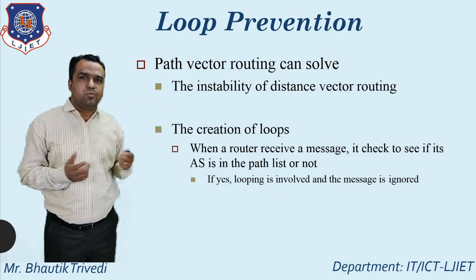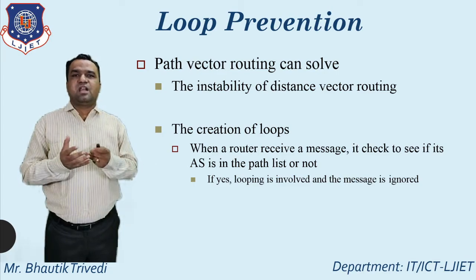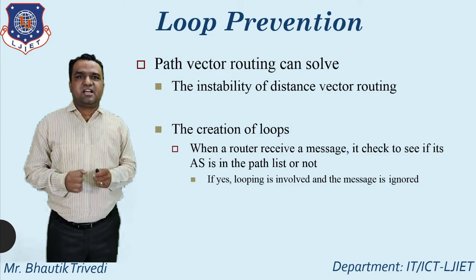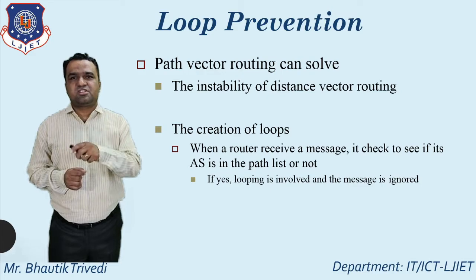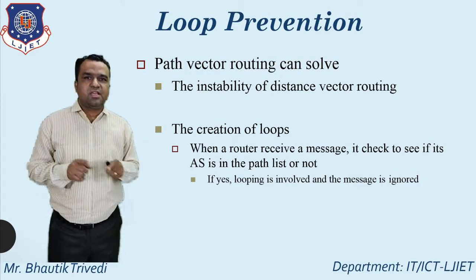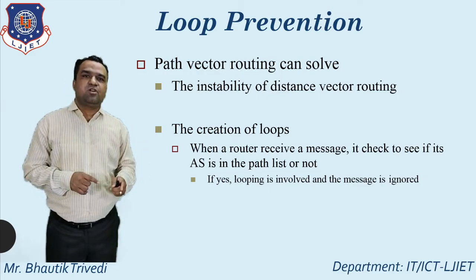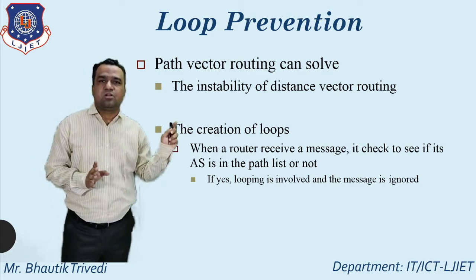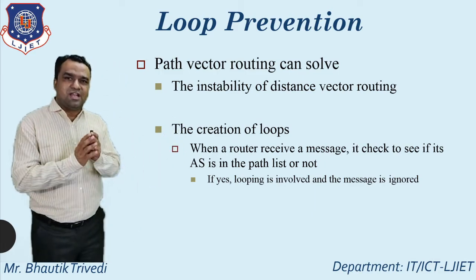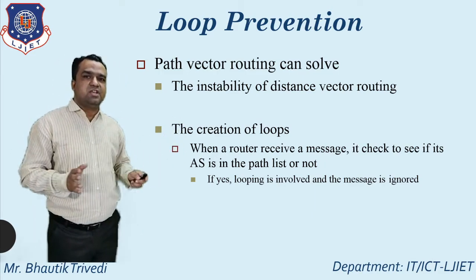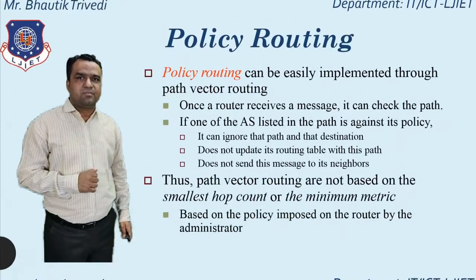So here loop prevention means what? When a router receives a message, it checks to see if its autonomous system is in the path list or not. If yes, looping is involved and the message is ignored. This is the way you can directly prevent the loop in path vector processing.